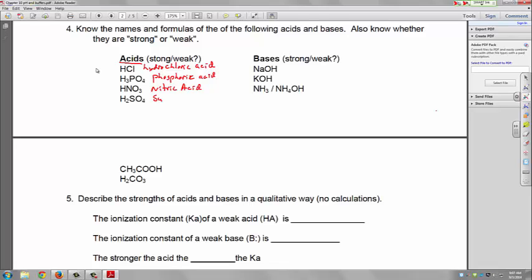H2SO4 is sulfuric acid. Sulfuric acid is battery acid. It's the acid that you find in automobile or car batteries.